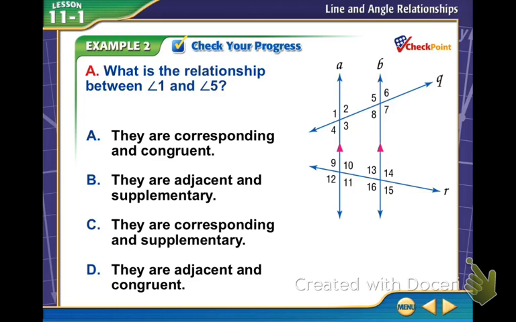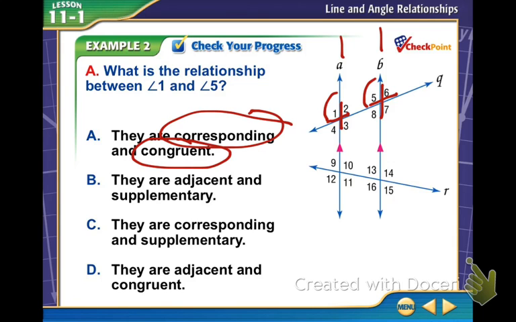Okay, pause the video and do this one on your handout, looking for angle 1 and angle 5. Well, you see, if you compare the intersections, they are both in the same position of those parallel lines. That makes them corresponding. And since they're corresponding, they are also congruent.